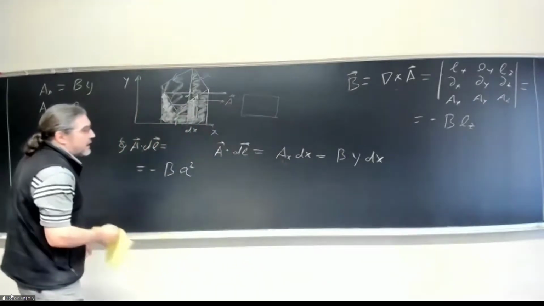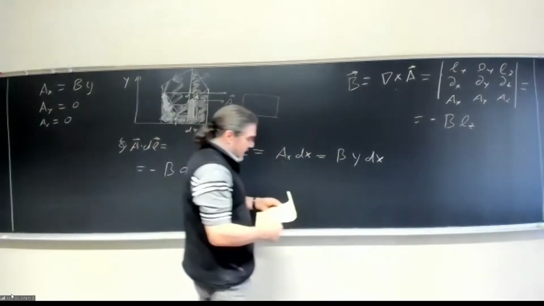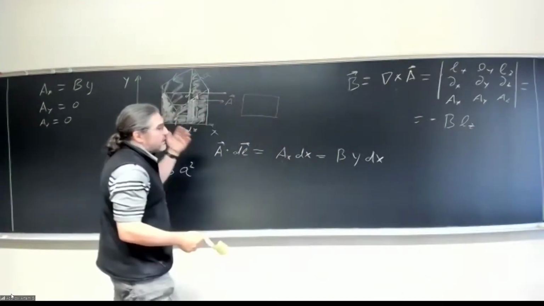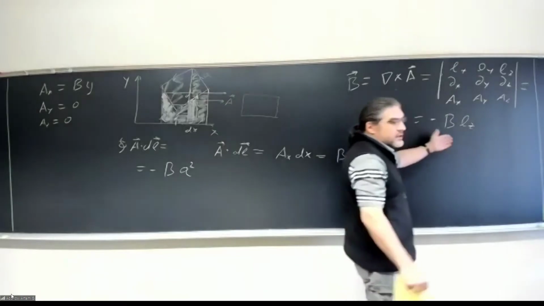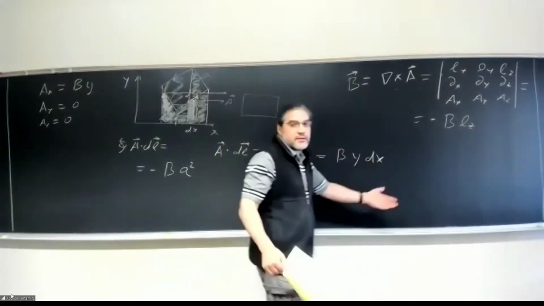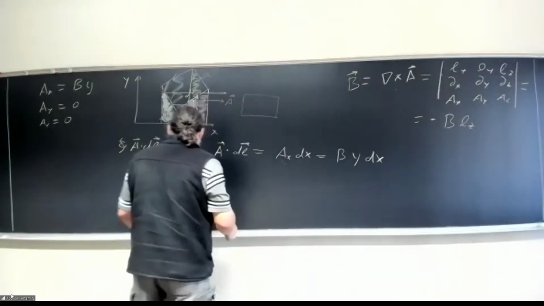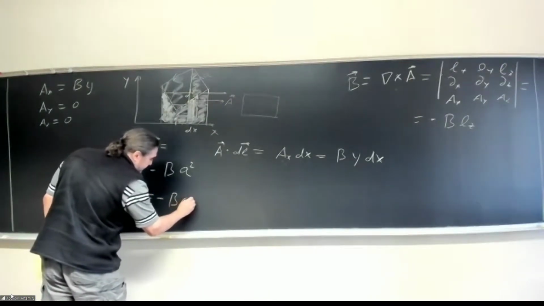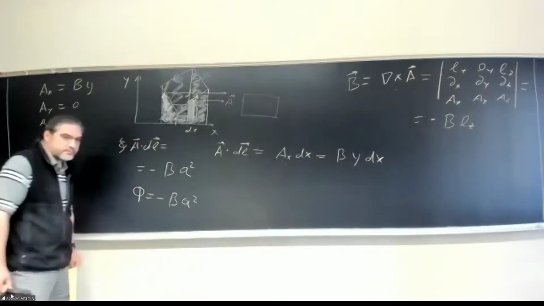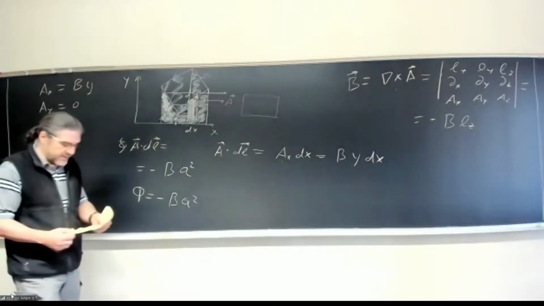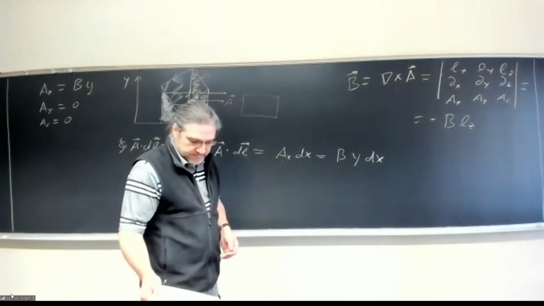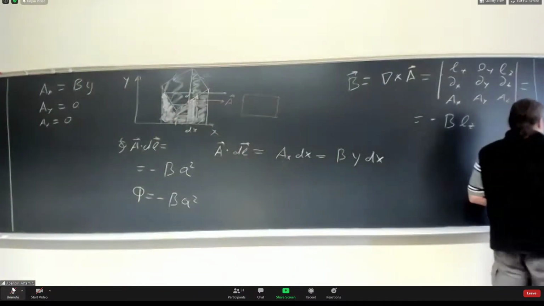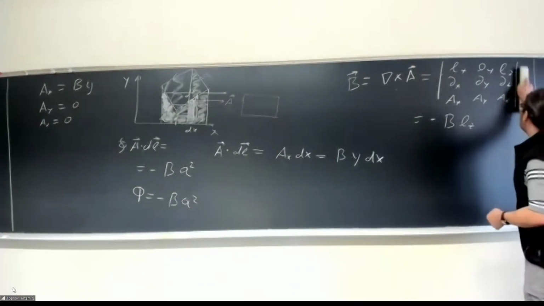And after that, you were asked to compute what is the flux of that magnetic field through the same square. Well, that magnetic field is a constant, so the flux is just the magnetic field times area. So the flux will be minus b times area, a squared. Okay. Does that make sense? Yes. All right. Okay, then let's move on.